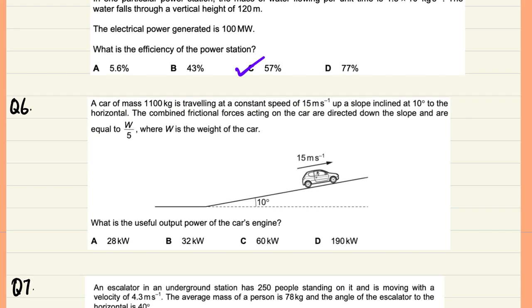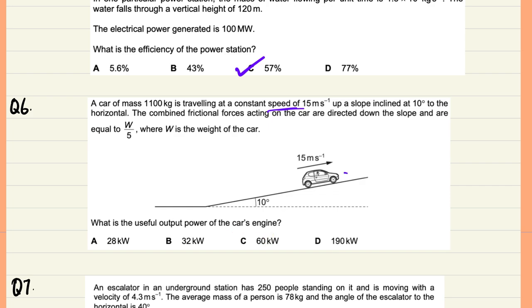Question 6. A car of mass 1100 kg is traveling at constant speed of 15 meters per second up a slope inclined at 10 degrees to the horizontal. Combined frictional forces are directed down the slope and are equal to W by 5, where W is the weight of the car. What is the useful output of the car's engine?